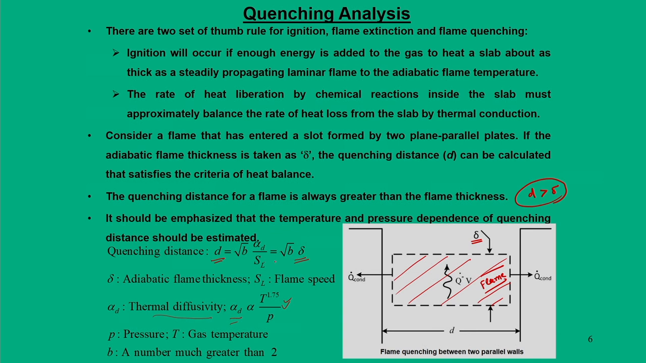And B is generally a number which is always greater than 2. P and T are the pressure and gas temperature. So, based on this we can say that D is always greater than delta, and also D is proportional to the flame speed. This particular expression is very vital in designing the size of the burner tube.